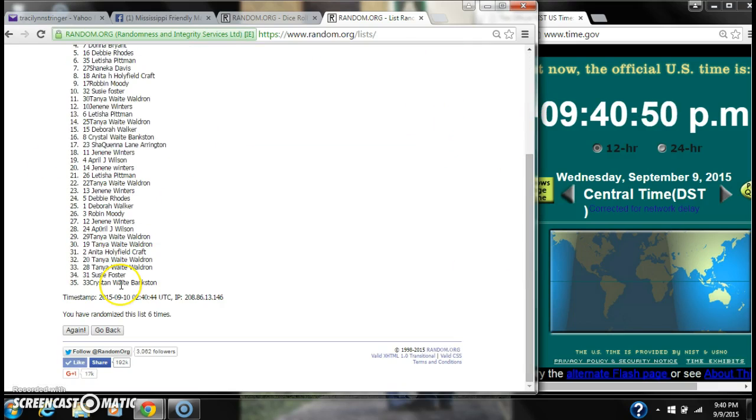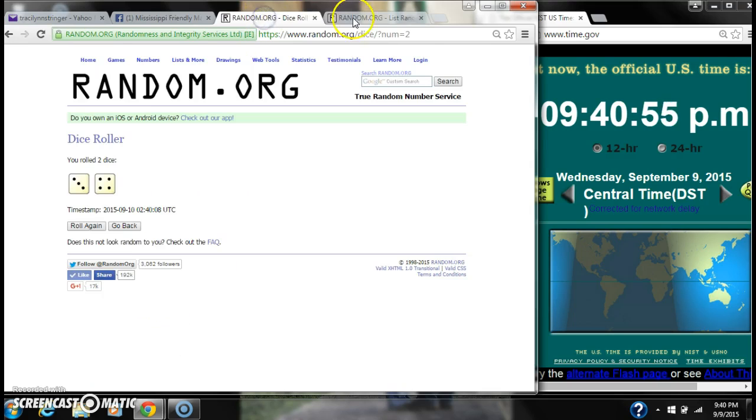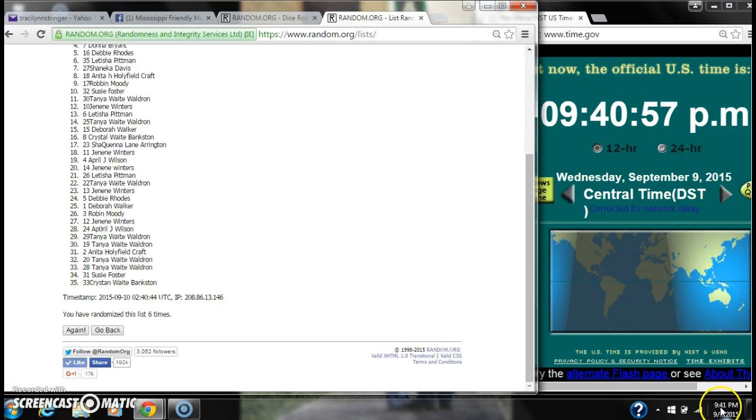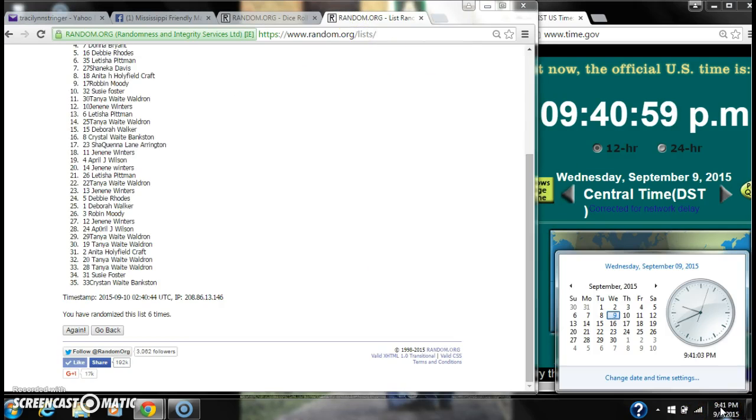Robin Moody is on top and Crystal Bankston is on bottom. We have randomized 6 times. The dice calls for a 7. Here we go for the last time at 9:41.